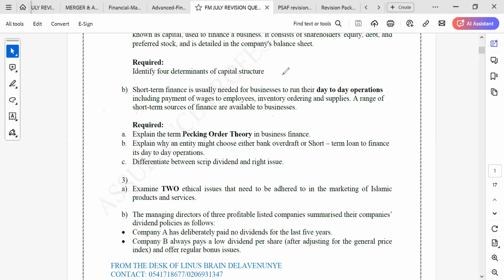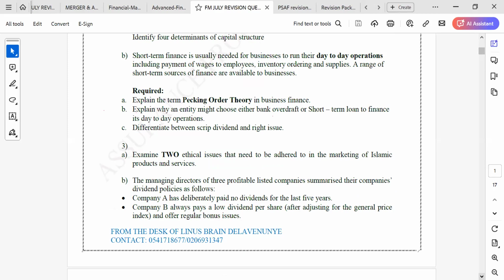Question 3. Examine 2 ethical issues that need to be adhered to in the marketing of Islamic products and services. Okay, so this is Islamic financing. Please learn about their products, those Mudaraba, Musharaka, and co. Read about them. They haven't examined that from the start of this one, so anything can happen. Go and read about them.